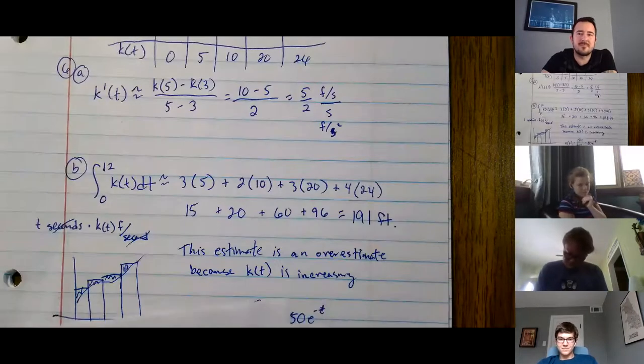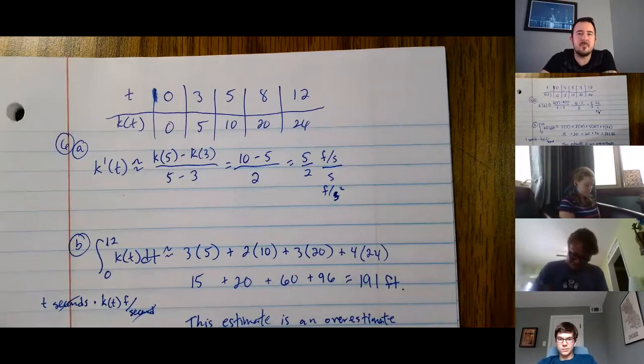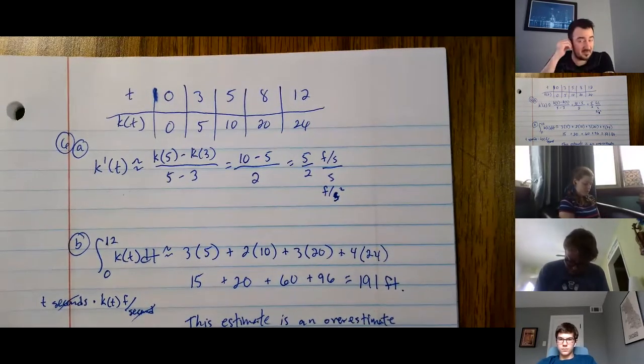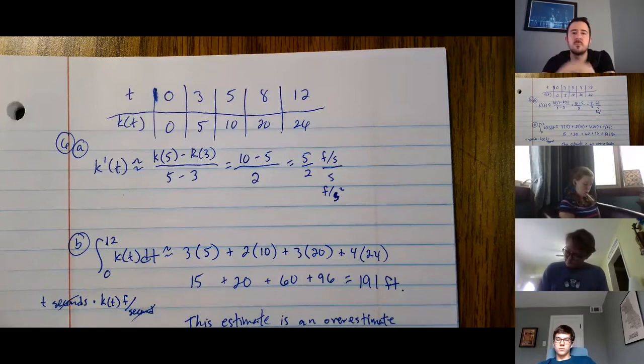Let's move on to problem 6 then. Let me just open up the question. Problem 6 says Kathleen skates on a straight track. She starts from rest at time t equals 0. For t between 0 and 12 seconds, velocity k, measured in feet per second, is differentiable and increasing. Values of k of t at various times t are given in the table above. Part A, use the data in the table to estimate Kathleen's acceleration at time t equals 4 seconds. Show the computations that lead to your answer, and then indicate units of measure.